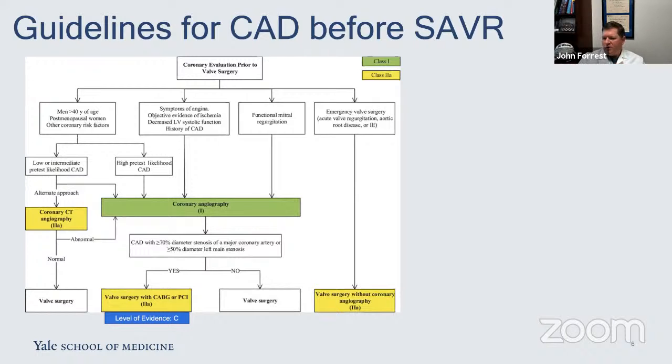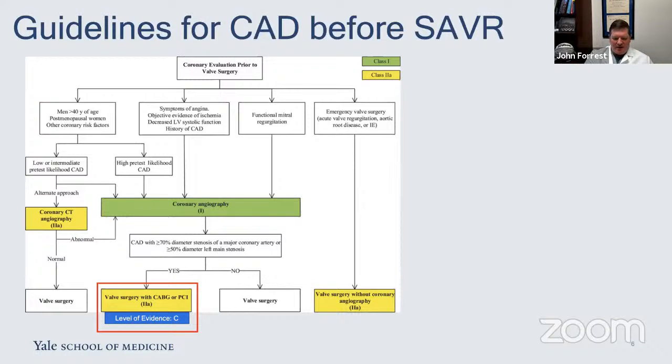So if we look at coronary evaluation prior to valve surgery, we'll see that unless it's emergent or it's a patient who's young, low risk, and a low likelihood of coronary disease, the majority of the patients undergo a coronary angiography, and if you have a greater than 70% diameter stenosis of a major coronary artery, or a 50% diameter of the left main, then the recommendation is for valve surgery with CABG. It should be noted that this is level of evidence C.